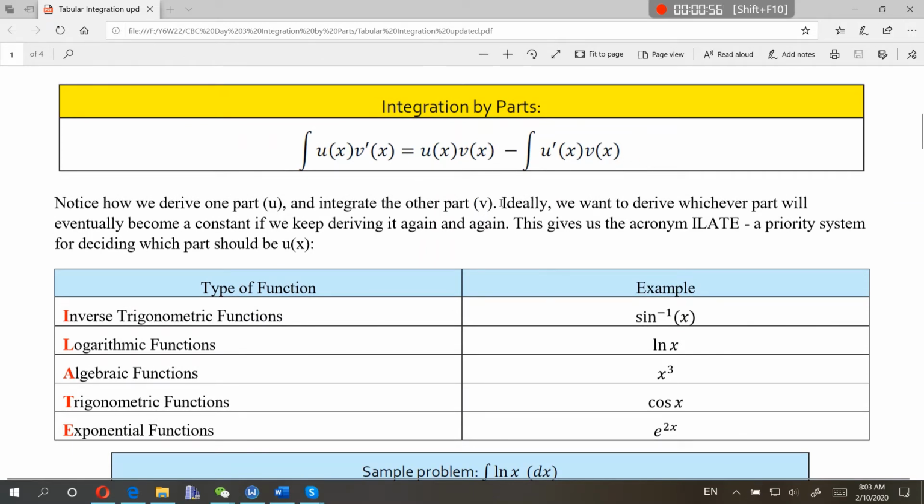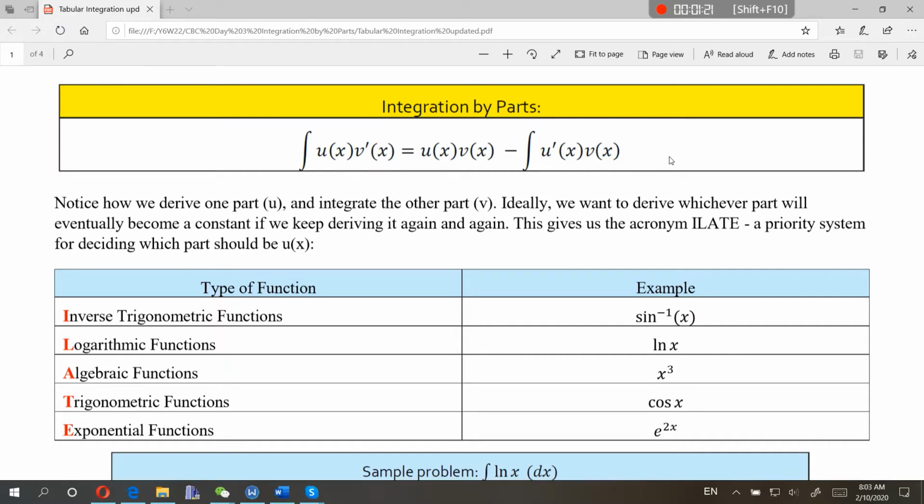The cool thing about this formula is we're always deriving the u, but we never have to derive the v part. And we're never integrating the u part. So what that means is if we have a part of our function that we don't know how to integrate, integration by parts might allow us to integrate that whole function regardless.